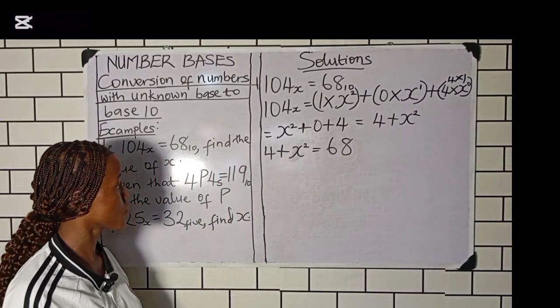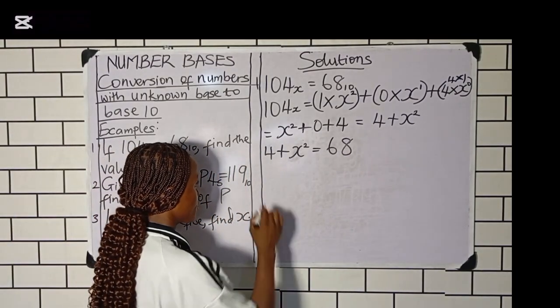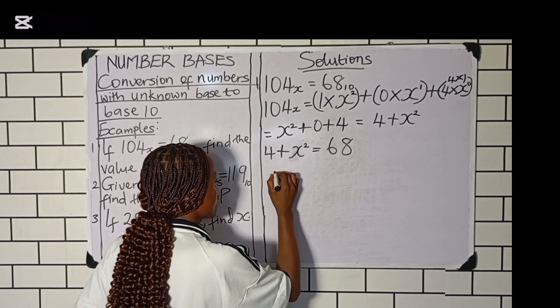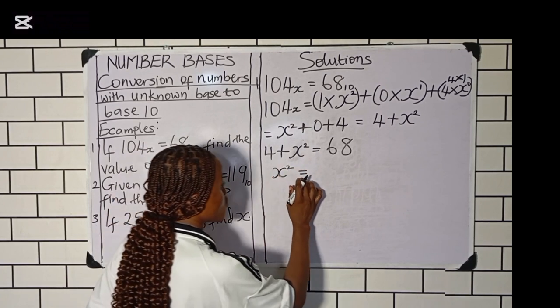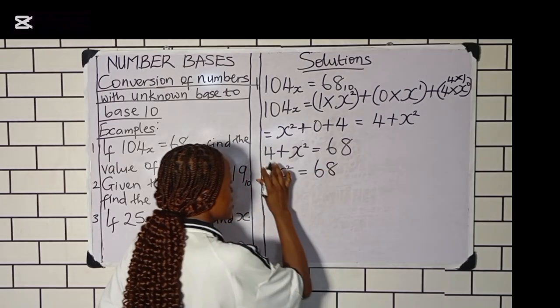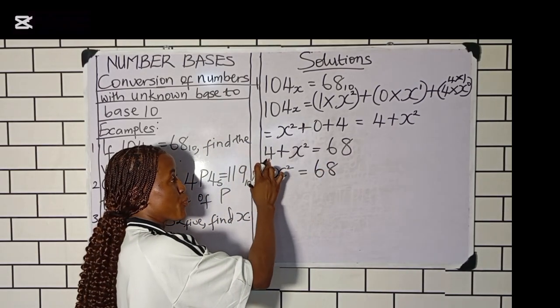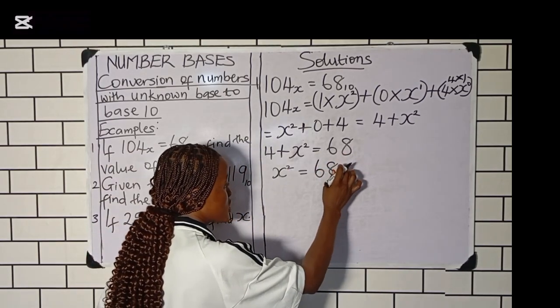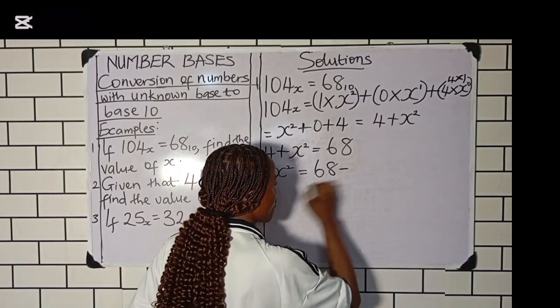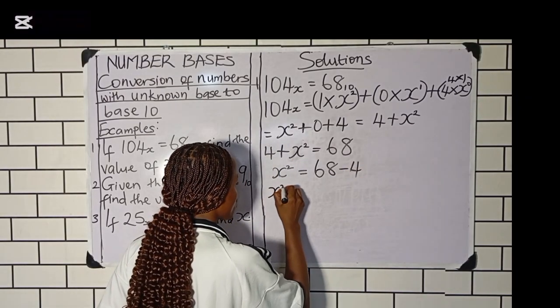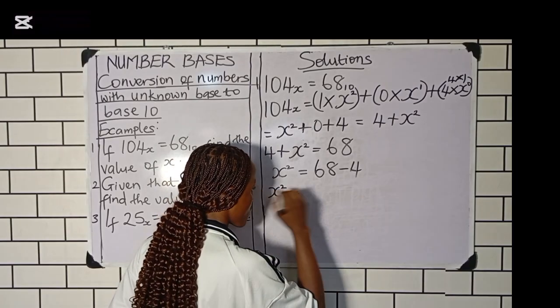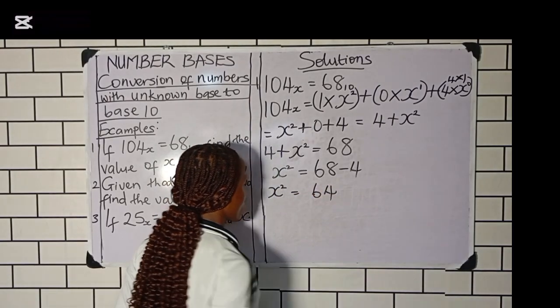What are we going to do? Making x raised to power 2 the subject of the formula, you have x raised to power 2 is equal to 68. This 4 here is a positive 4. If you carry it across the equality sign, it will become a negative 4. You have 68 minus 4. Now x raised to power 2 is equal to 68 minus 4, which gives us 64.